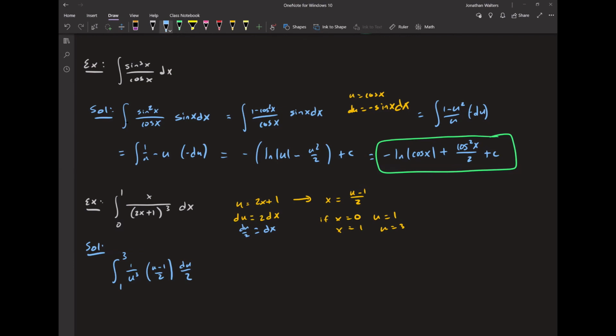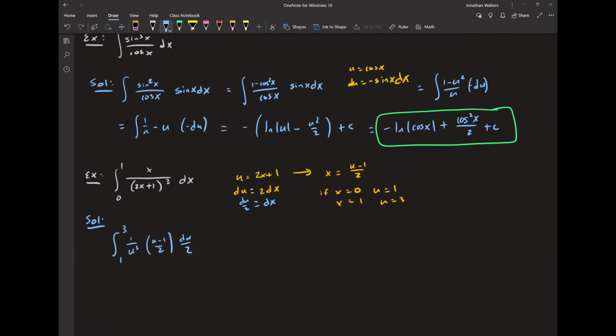I changed my 2x plus 1 to u. I changed my dx to du over 2. I also changed x to (u minus 1) over 2, and I changed the bounds. So I basically did everything I could possibly do with this u sub. Okay. And now it's nice and algebraic, so I'll just pull out that 1/4 to the front.